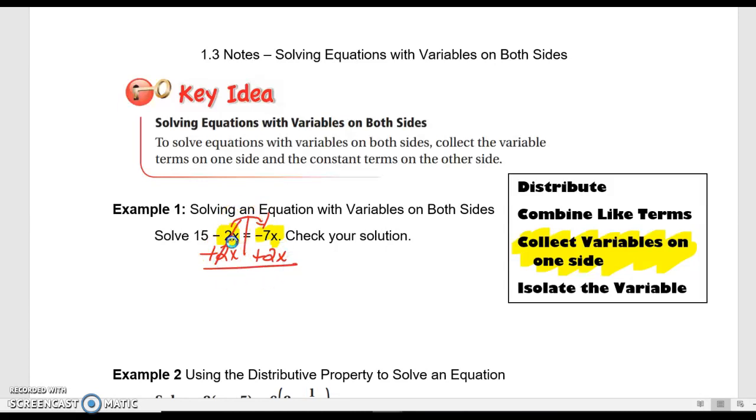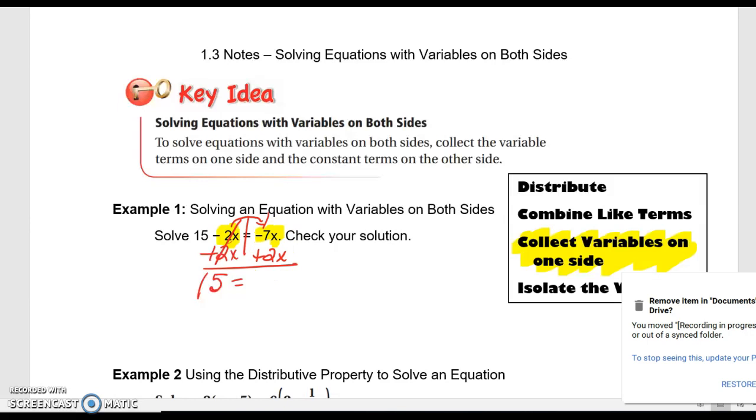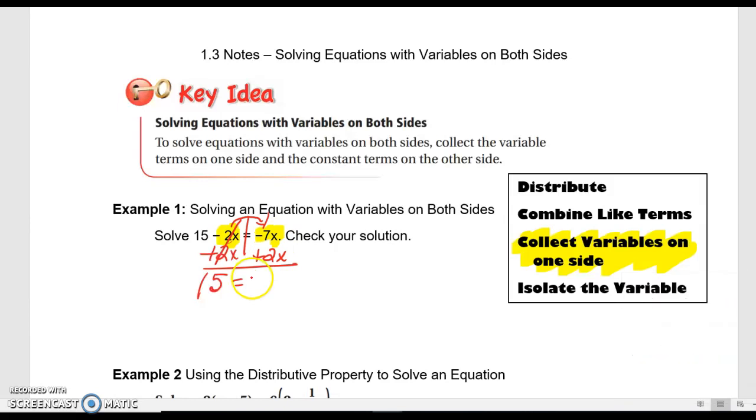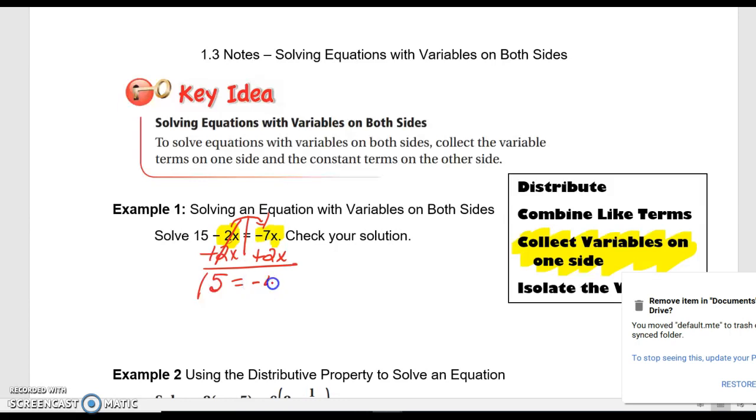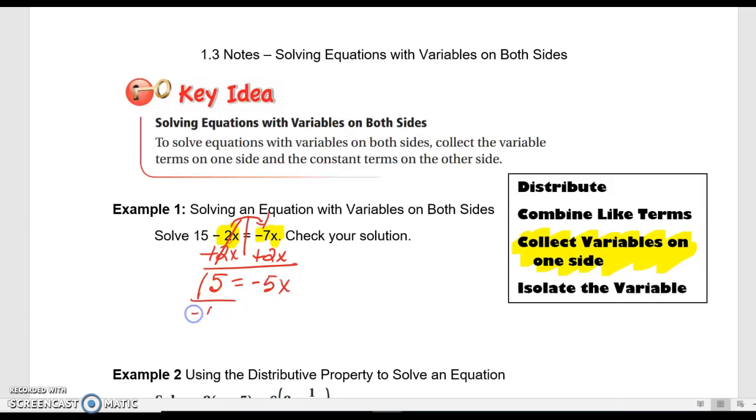Over here, this is my 0 pair, and I have 15 left over. Using my integer rule, negative 7x plus 2x is negative 5x. If I then divide both sides by 5, because I'm now at a simple one-step equation, using my integer rule, 15 divided by negative 5 is negative 3. And over here, my 5's cancel. So that's my solution.